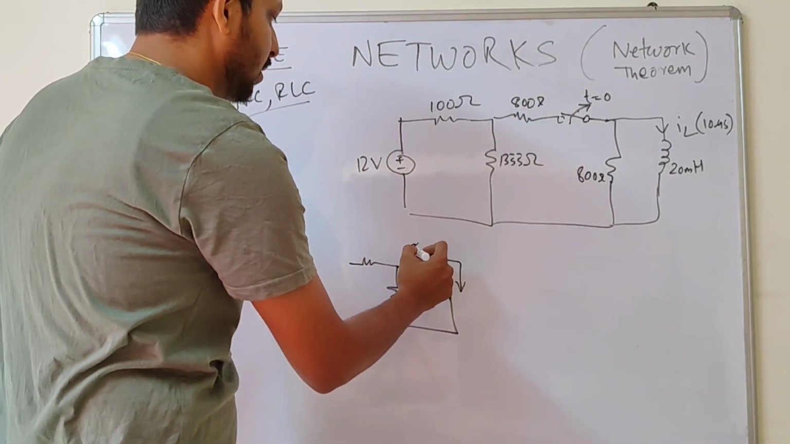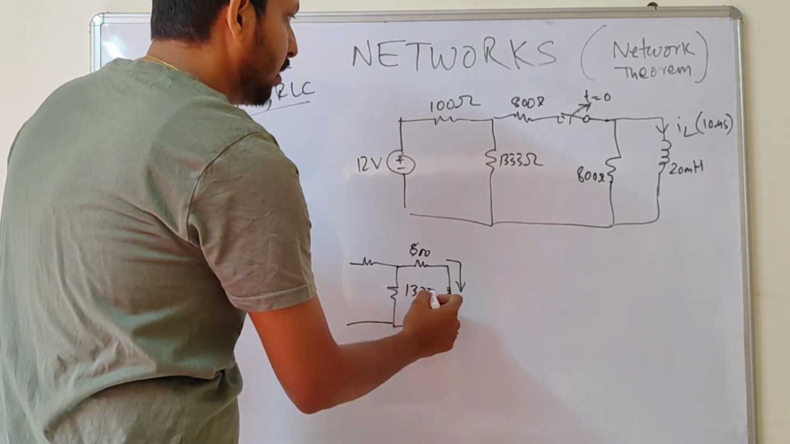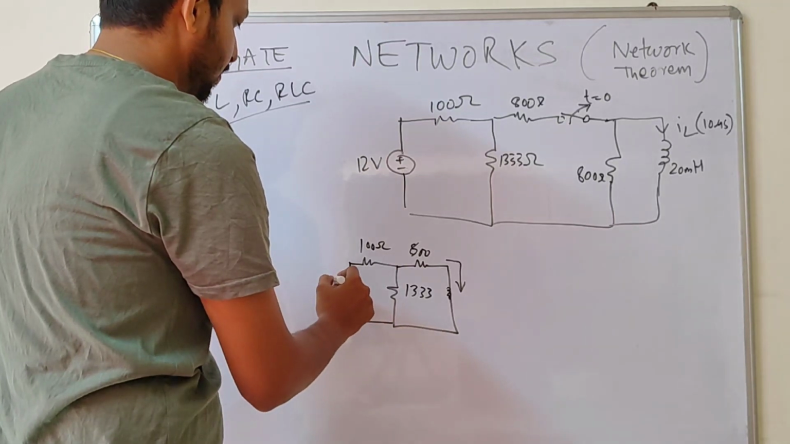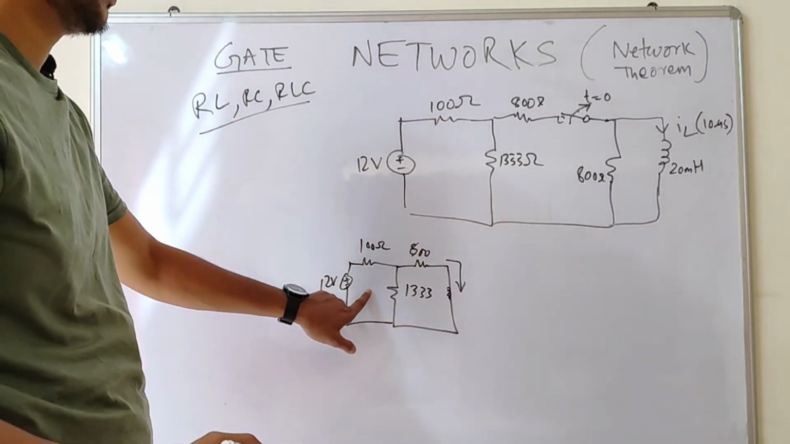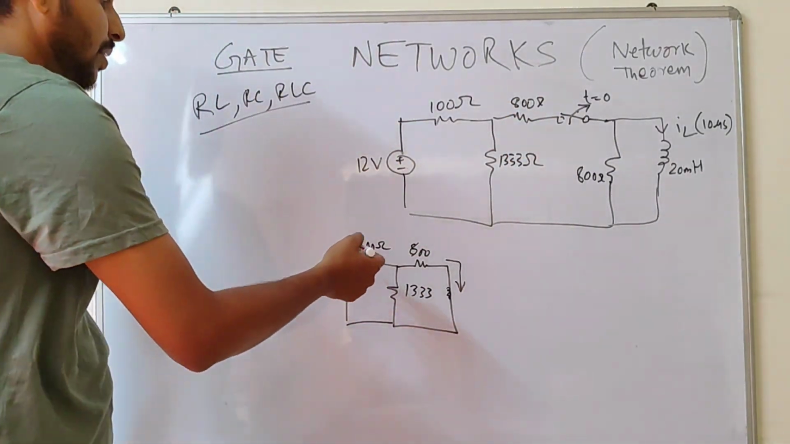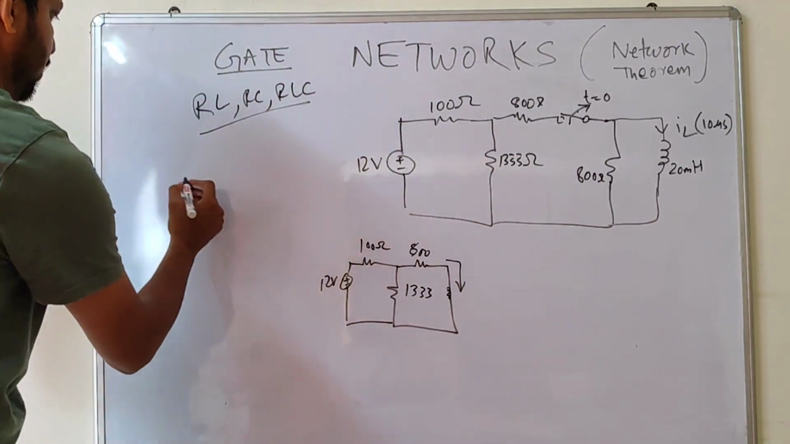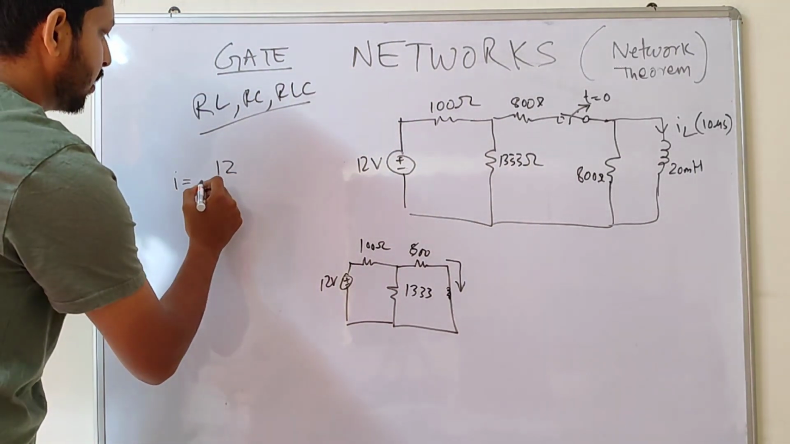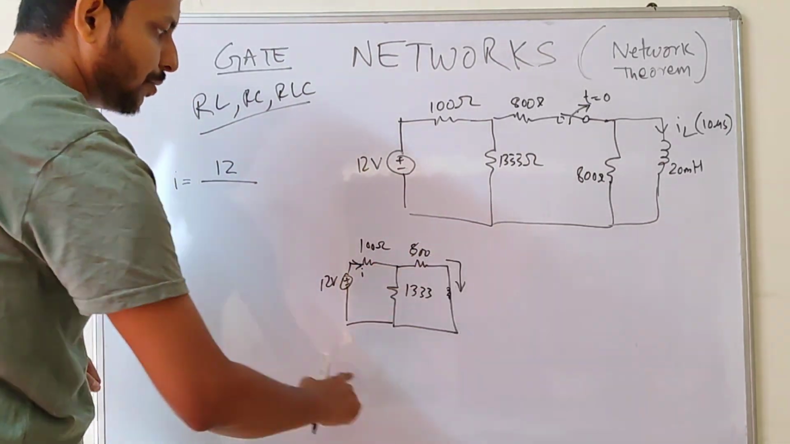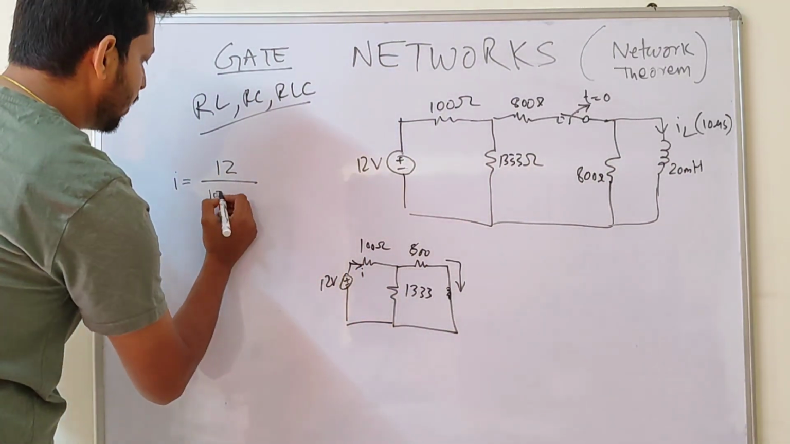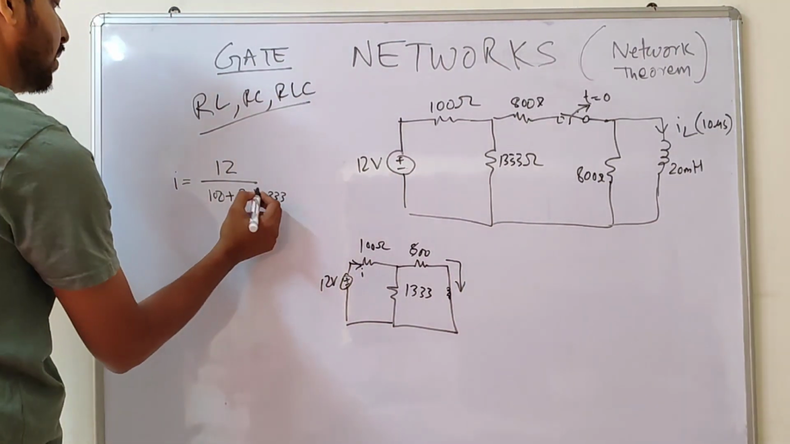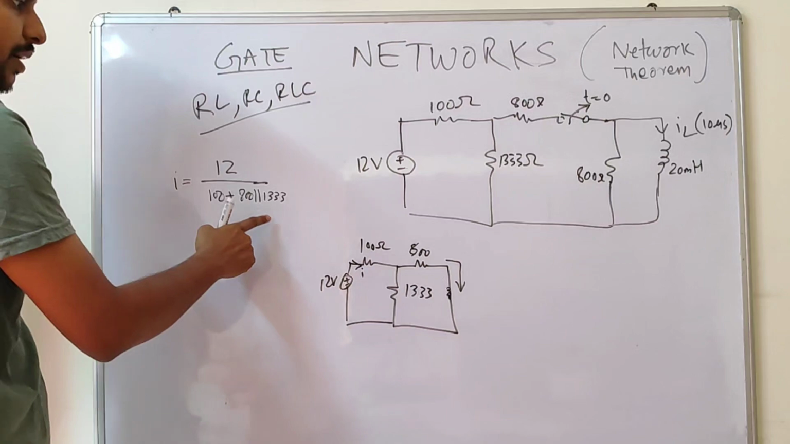It depends on this resistance, 800, 1333, 100 ohm, and then here is a 12 volt source. So this is the equivalent circuit before time t equal to 0. So the current here would be total voltage over resistance. Let's find that first. The total voltage is this 12 volt, and the equivalent resistance is 100 in series with 800 parallel 1333. So you can solve this to get this.